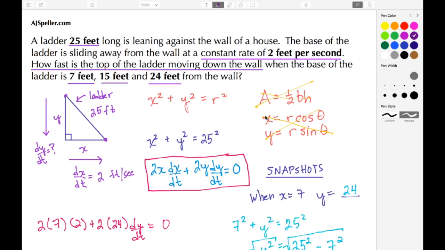It's the sliding ladder problem, and we're going to use an online graphing tool to model this problem. So here we have a ladder 25 feet long leaning against the wall of a house. The base of the ladder is sliding away from the wall at a constant rate of 2 feet per second. We need to figure out how fast the top of the ladder is moving down the wall when the base of the ladder is 7 feet, 15 feet, and 24 feet from the wall.